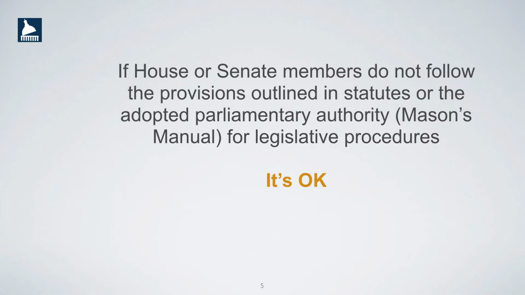What does this mean? This means if the House or Senate members do not follow the provisions outlined in statutes or the adopted parliamentary authority, which is Mason's manual in the case of the Idaho House and the Idaho Senate, for legislative procedures, it's okay.